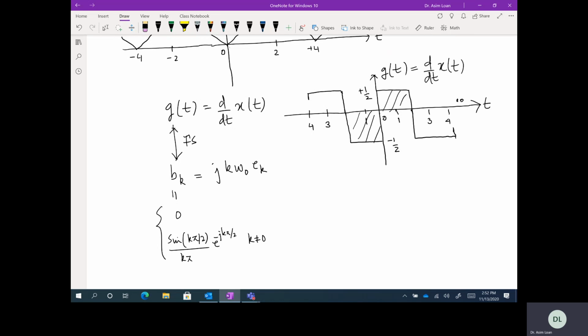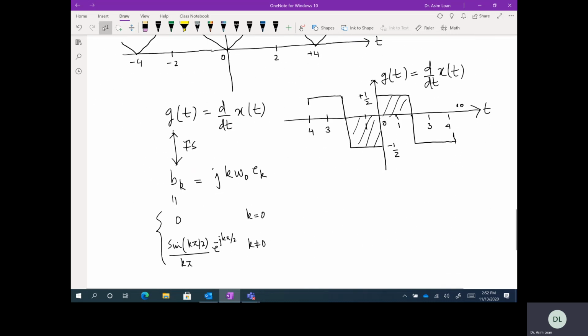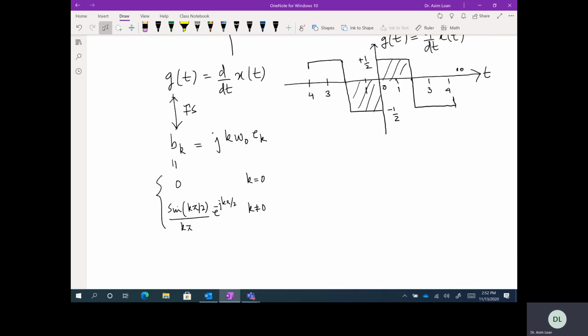Let me recheck. So sine k pi by 2 over k pi, e to the minus j k pi by 2. Okay, good. So this is bk. So what is ek? This implies ek is simply bk over jk omega naught. But what is omega naught? Omega naught is 2 pi over 4, which is pi by 2. So this is bk over jk pi, and I put a 2 over here.